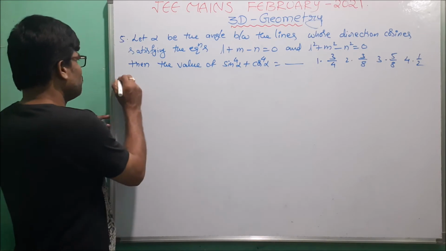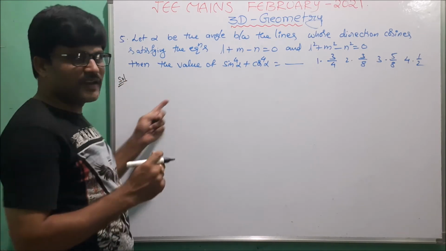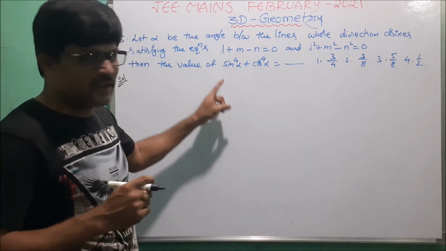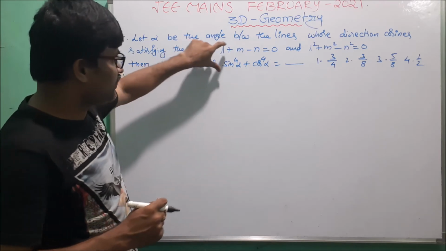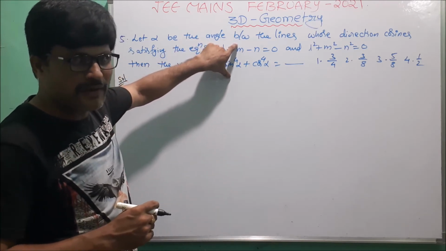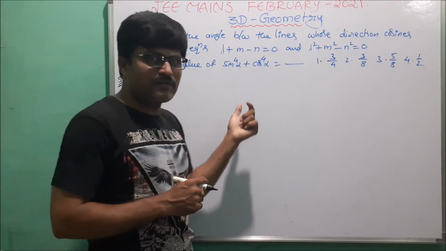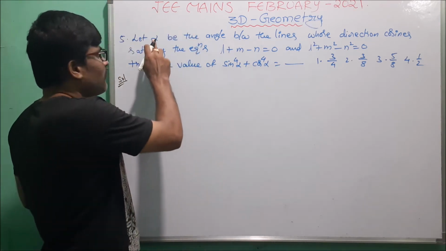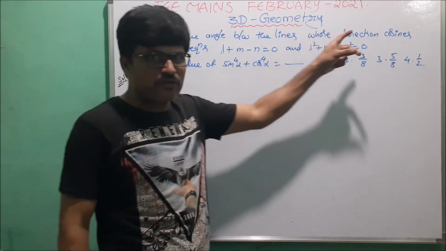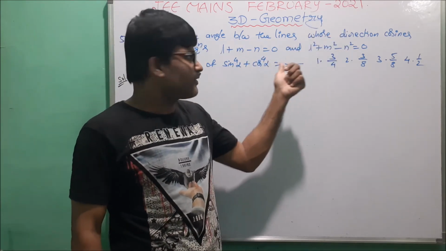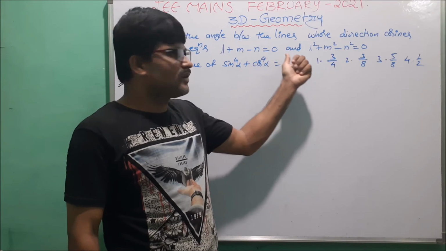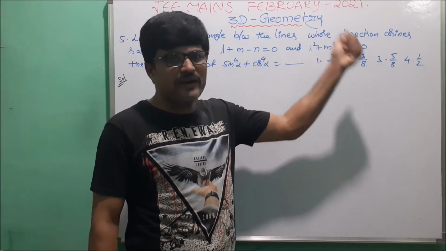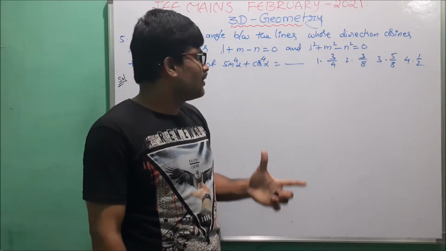Now the next problem. This is the easiest problem. In DCs and DRs, this type of sum is given in IP public examinations as a 7 marks long answer problem. Here alpha is the angle between the direction cosines of the two given equations, l plus m minus n equal to 0 and l square plus m square minus n square equal to 0.